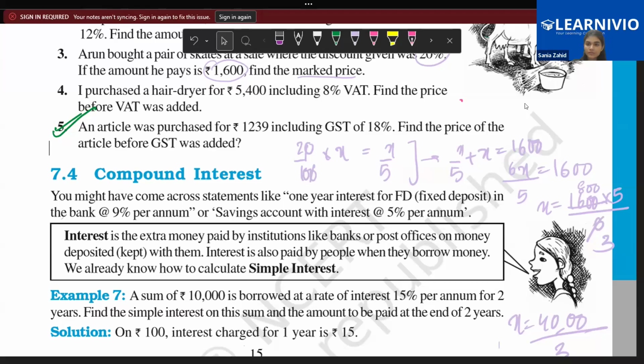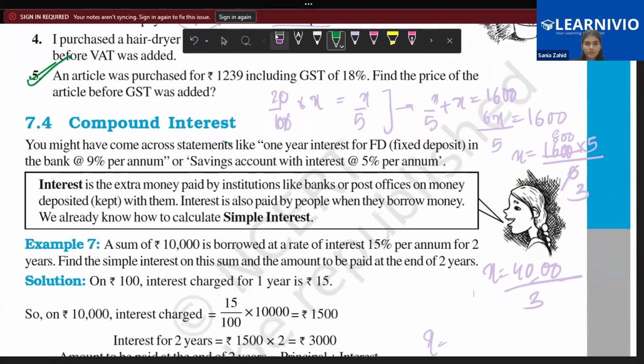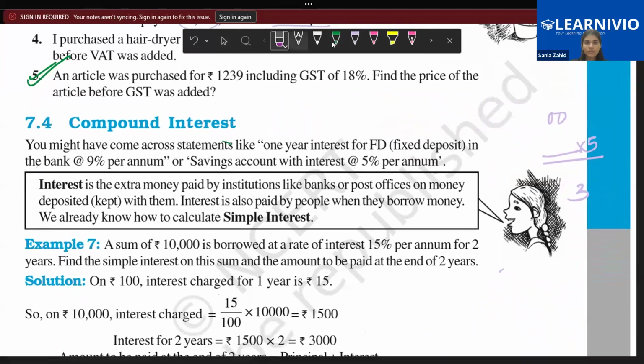Children, have you all completed? Yes. Okay, just look here now. It says the article was purchased for this much amount. Whenever it is written purchased for this much amount, purchasing is done after adding of tax, right? So that is the amount of money that you are getting after adding the tax. You have to find the price of the article before GST was added. So you will consider this as X. So 18 by 100 into X is equal to 1239.